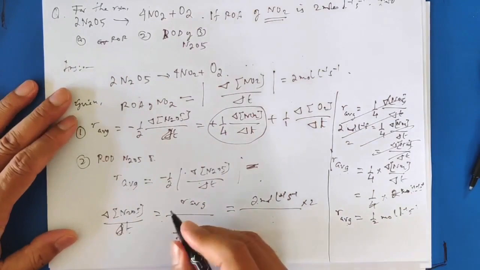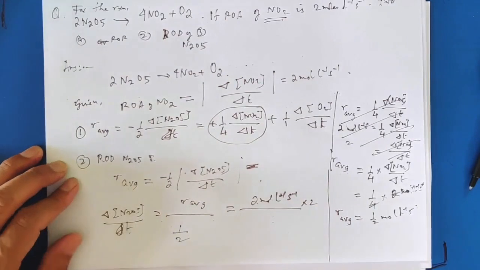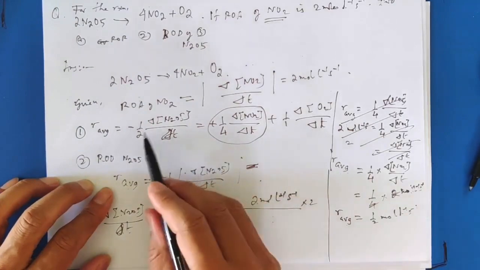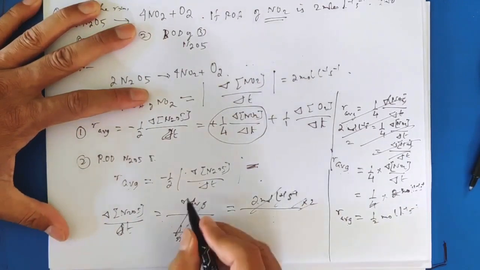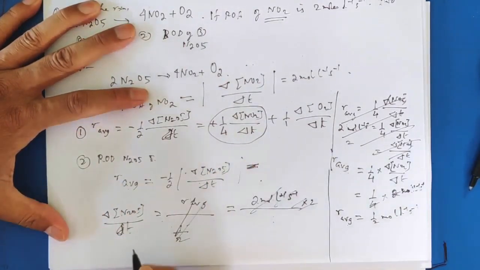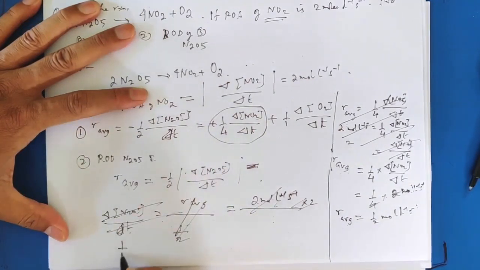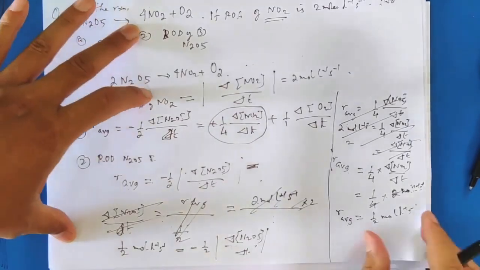Now number 2. Rate of disappearance of N2O5, so this is correct. N2O5 is what here? So the average rate of reaction is 1 by 2 mole liter inverse second inverse, which is minus half del N2O5 del T, in square brackets.